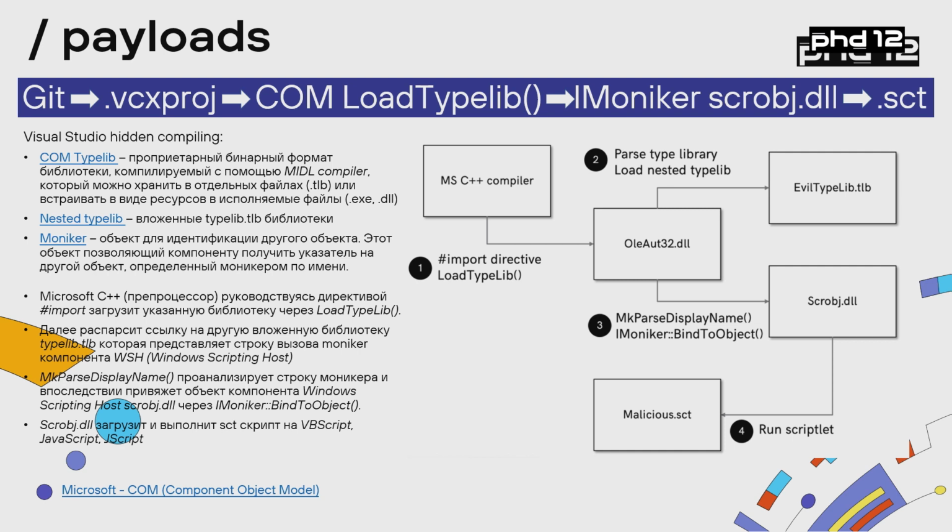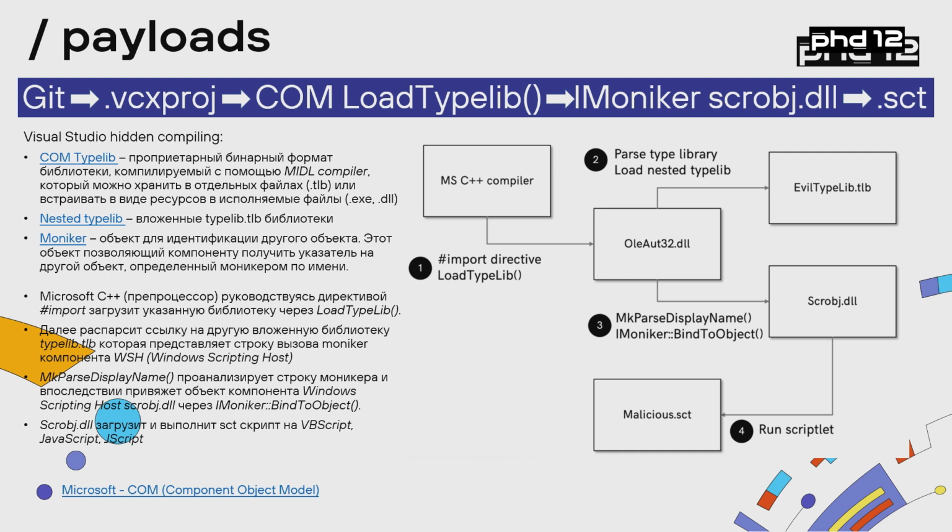So let me show the flow here. The Microsoft C++ preprocessor compiler uses the import directive to load the typelib, which can be nearby as a project type, or it can be hosted elsewhere. So you can address it using, say, WebDAV. Then it will parse a link to any nested library. And then it will initiate a Windows Scripting Host, something called a scriptlet.